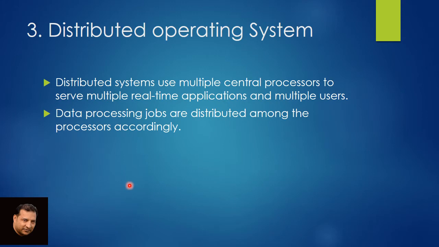Now we have distributed operating system. So distributed operating systems use multiple central processors to serve multiple real-time applications and multiple users. Data processing jobs are distributed among the processors accordingly.